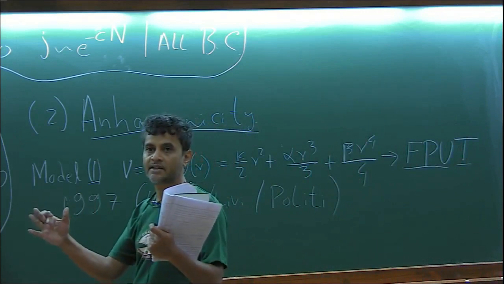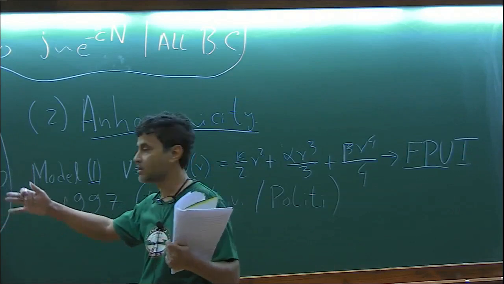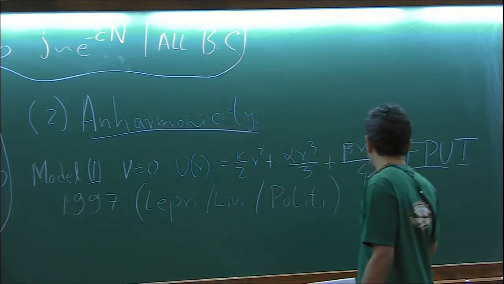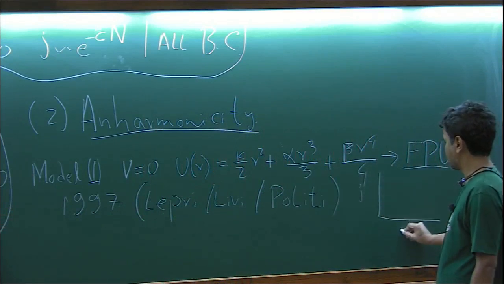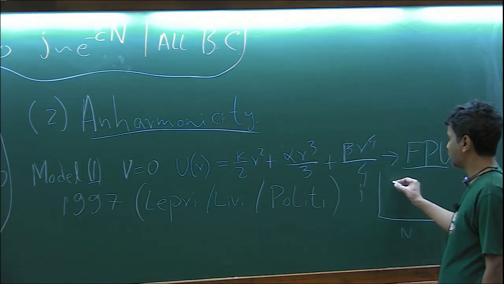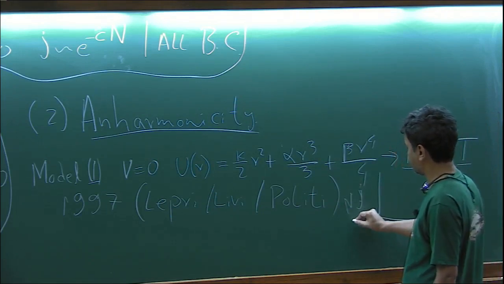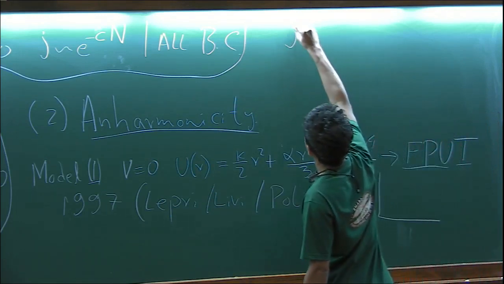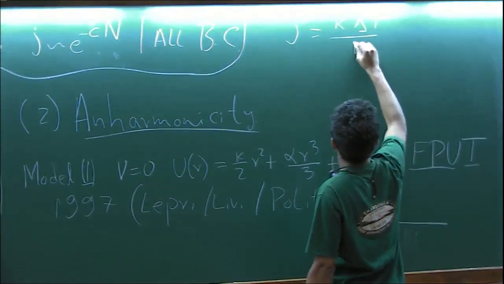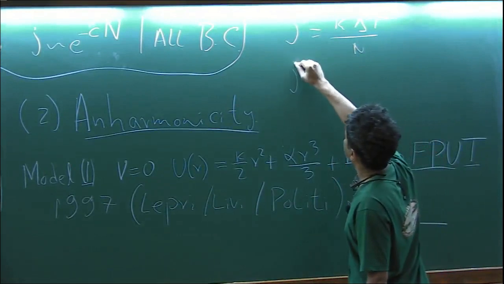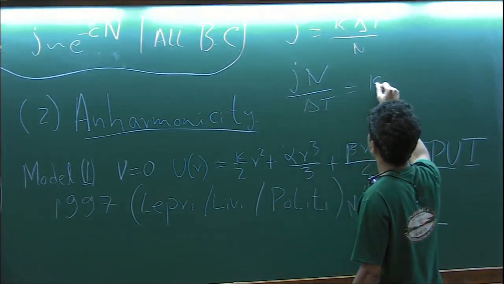You can take a system size, calculate the current. Take a different system size, calculate the current, and so on, and see what you get. What they found was, if you plot J versus N, or let's say you compute J times N. Fourier's law says J is kappa delta T by N. So if you multiply J times N and divide by delta T, that should give you the conductivity, right?